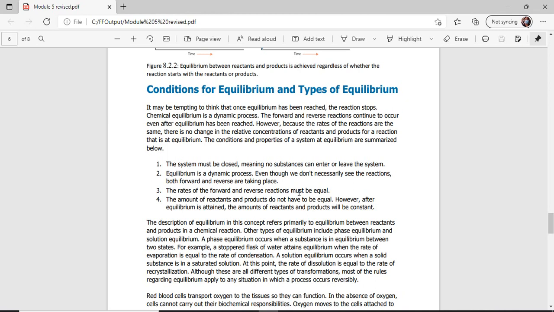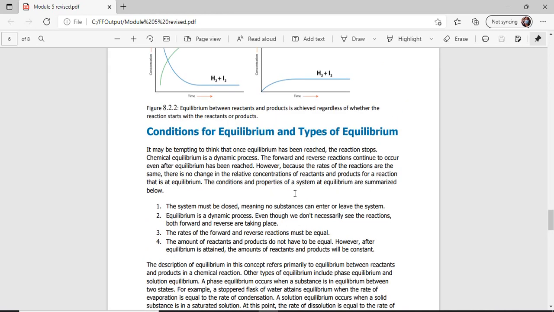Okay? Now, for the concentration of your equilibrium and also the types of equilibrium, it may be tempting to think that once equilibrium has been reached, the reaction stops. Okay? The chemical equilibrium is a dynamic process. The forward and also the reverse reaction continue to occur even after equilibrium has been reached. However, because the rates of your reactions are always the same, there is no change in the relative concentration of your reactant and your product.